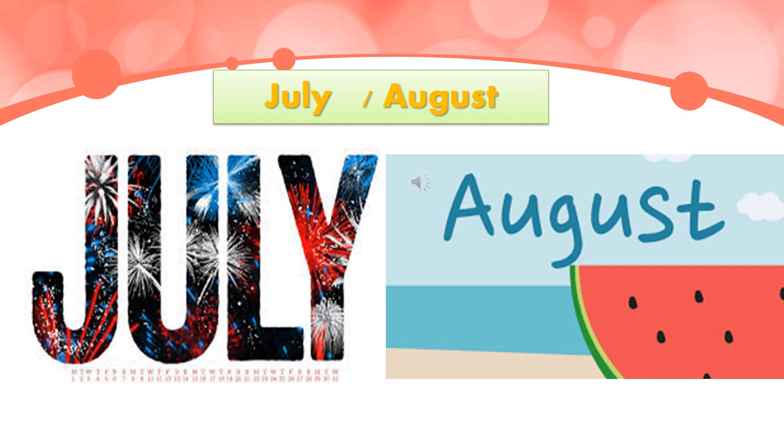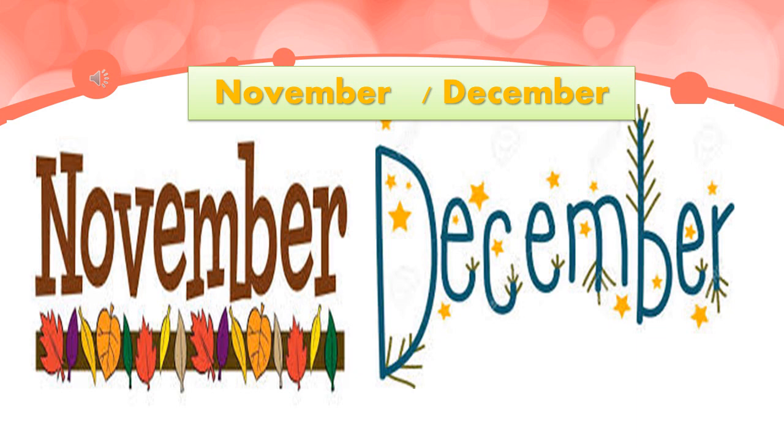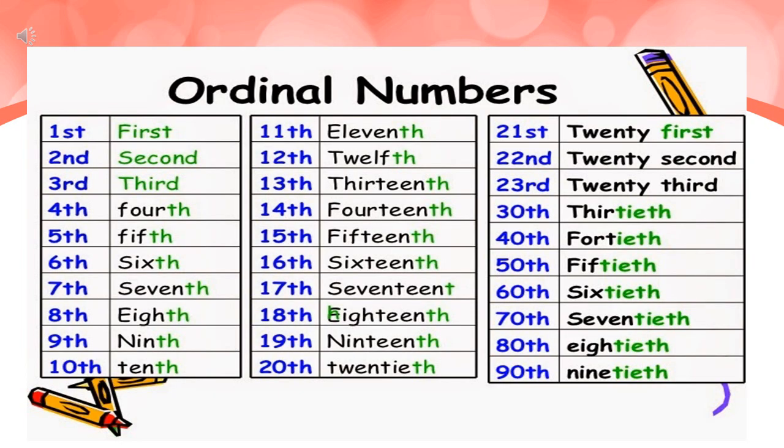June. July, don't say July the French way. July, August. September, October. November, December. Okay, now after we have seen days and months, we need to know ordinal numbers.